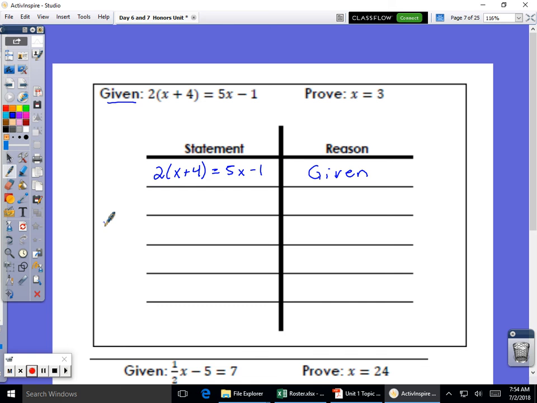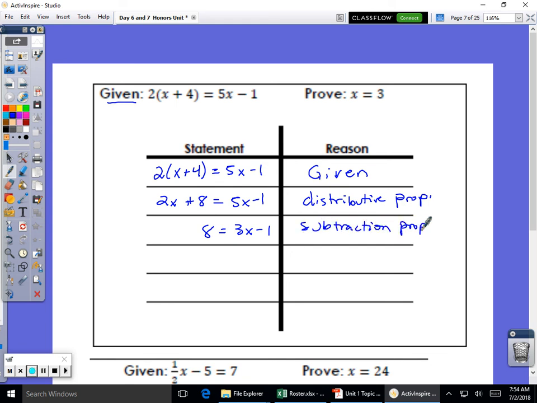Like with math, sometimes you might take this as your first step or that as your first step. We definitely want to distribute that 2 in there. So we're going to go 2x plus 8 equals 5x minus 1, and we use distributive property. Next step, I'm going to subtract 2x from both sides. Subtraction property of equality.